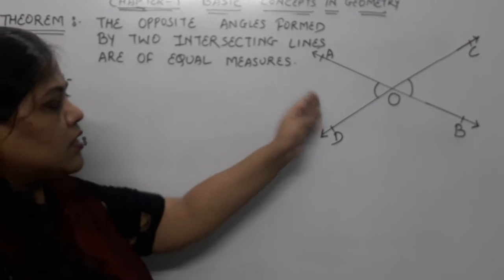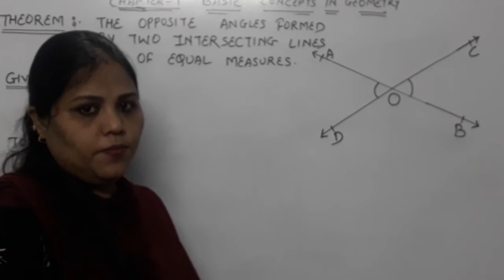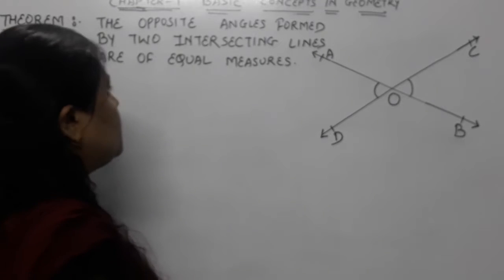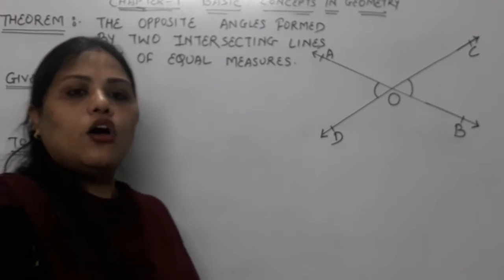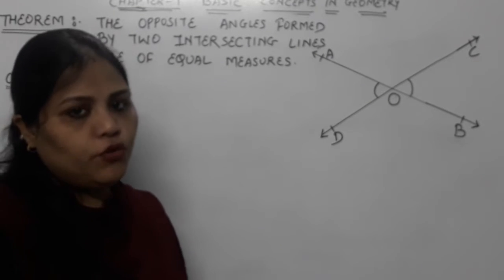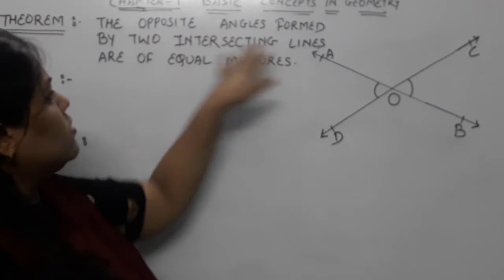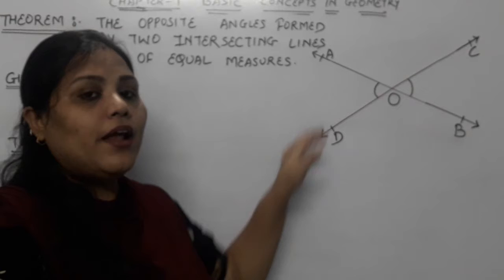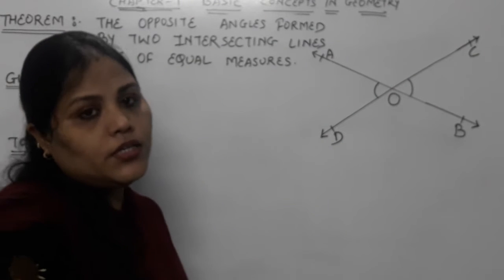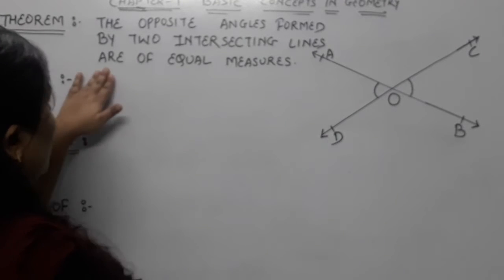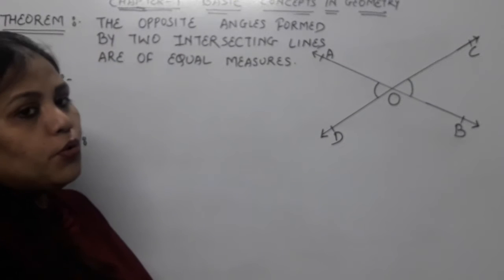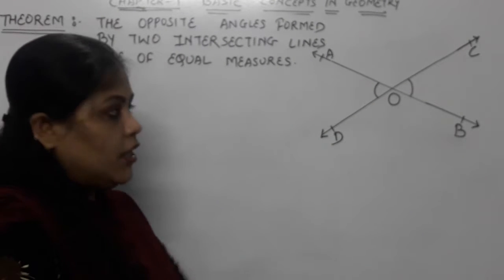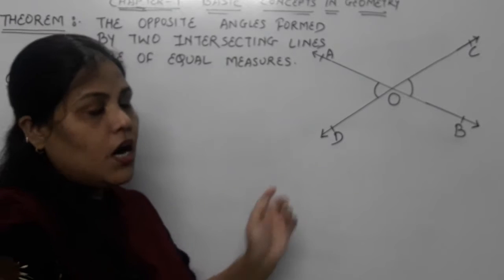Now see, this is the diagram of our first theorem. Here, what is the theorem? The opposite angles formed by two intersecting lines are of equal measure. This we have to prove. It means two intersecting lines are given to us, and we have to prove that the opposite angles so formed by these two intersecting lines are of equal measure.